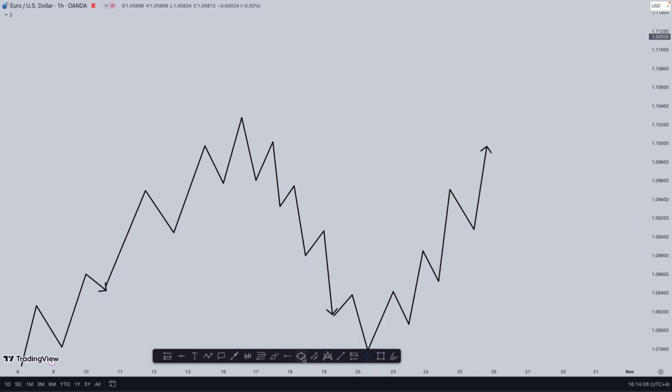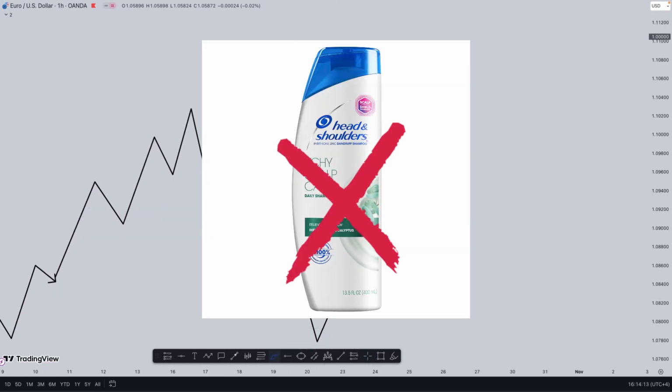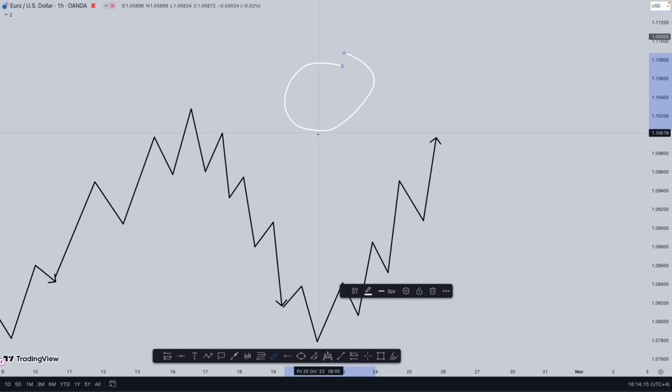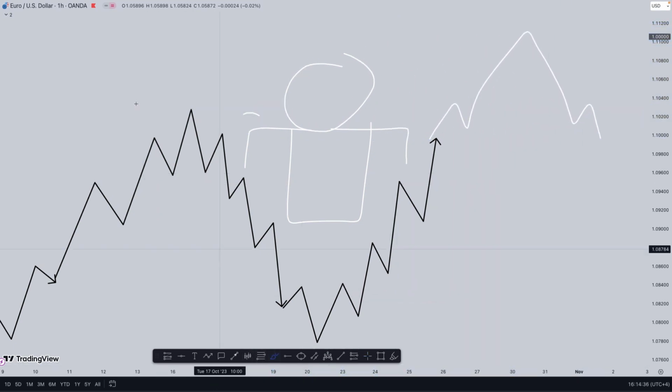So why is this called a head and shoulder? When we say head and shoulder, we are not talking about a shampoo, but actually a human head and shoulder. Right, so as you can see, this is the head of a human, this is the left shoulder, this is the right shoulder. So if I should draw something like that, this is the left shoulder, this is the head, and this is the right shoulder. Right, so bringing it here, you can clearly see this is the pattern that we have right here in the market. This is the left shoulder, this is the head, this is the right shoulder. That is why we call this the head and shoulder.